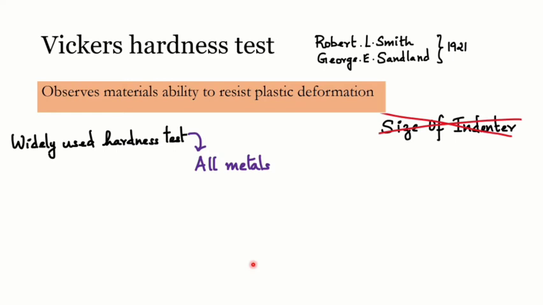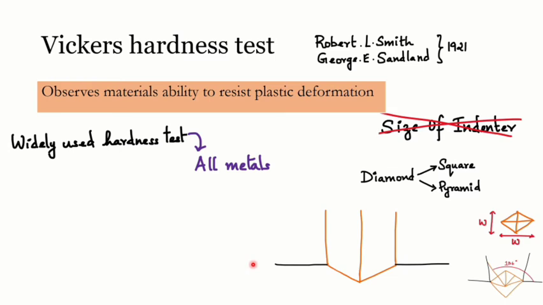It was easy to use as the calculation was independent of the size of the indenter, because in all the previous tests the size of the indenter was very important. Here the size of indenter is not required for measurement of this particular value. Now the same indenter can be used for any material irrespective of the hardness. And the shape of the indenter is like a diamond indenter of either a square or a pyramid shape.